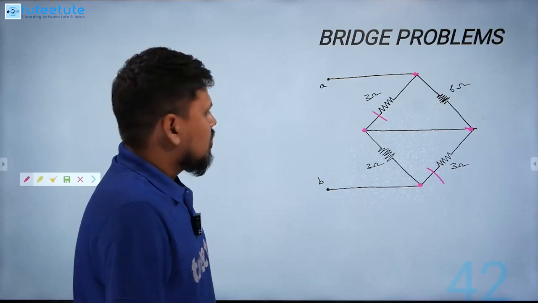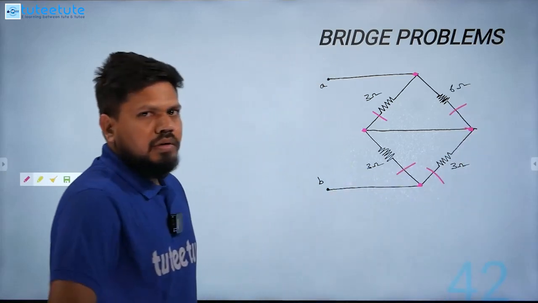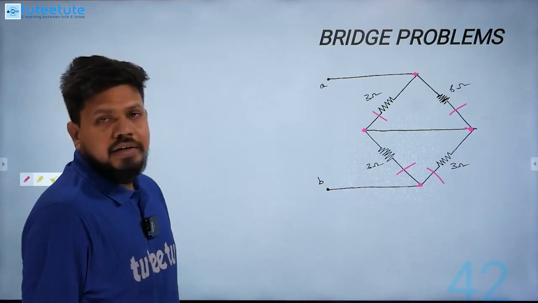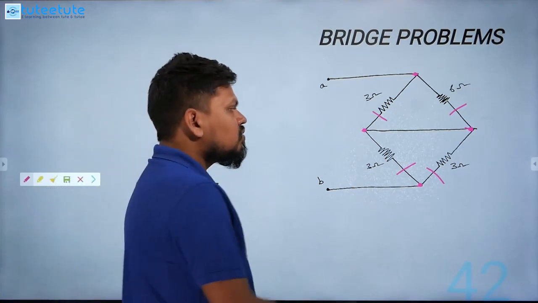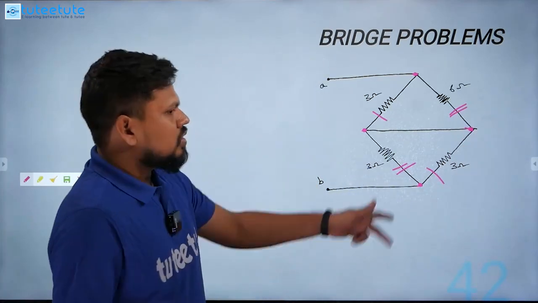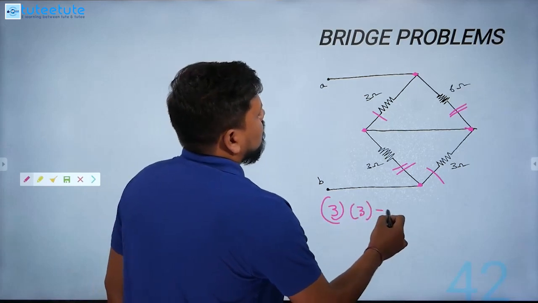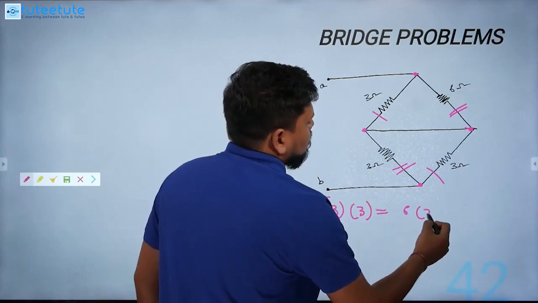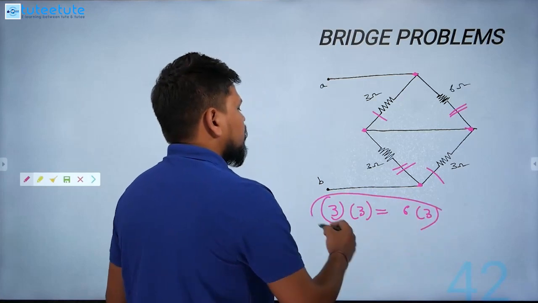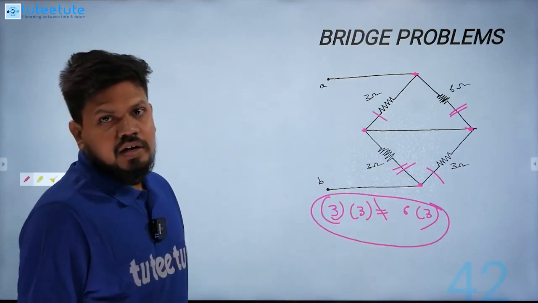Now see, 3 × 3, 9. 6 × 3, 18. Now tell me, is this a balanced one? Tell me. 3 × 3 is 9. So 3 × 3 = 6 × 3? How is this possible? This is not possible. Not equal. So once this is not equal, the bridge is balanced or unbalanced?